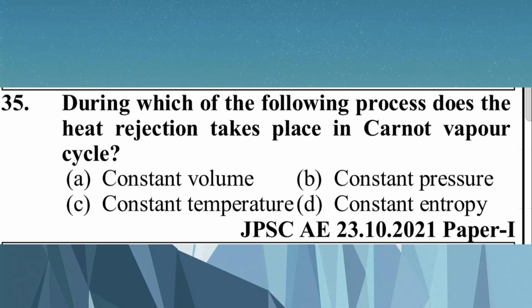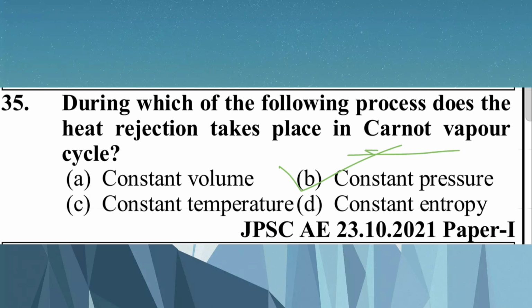Question number 35. During which of the following process does the heat rejection take place in Carnot vapor cycle? A. Constant volume. B. Constant pressure. C. Constant temperature. D. Constant entropy. Heat rejection in constant pressure. Also heat addition with constant pressure.